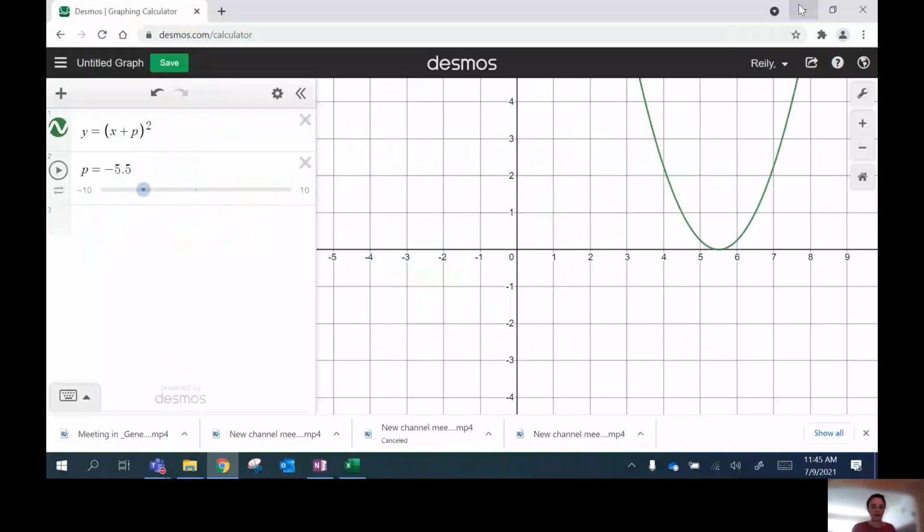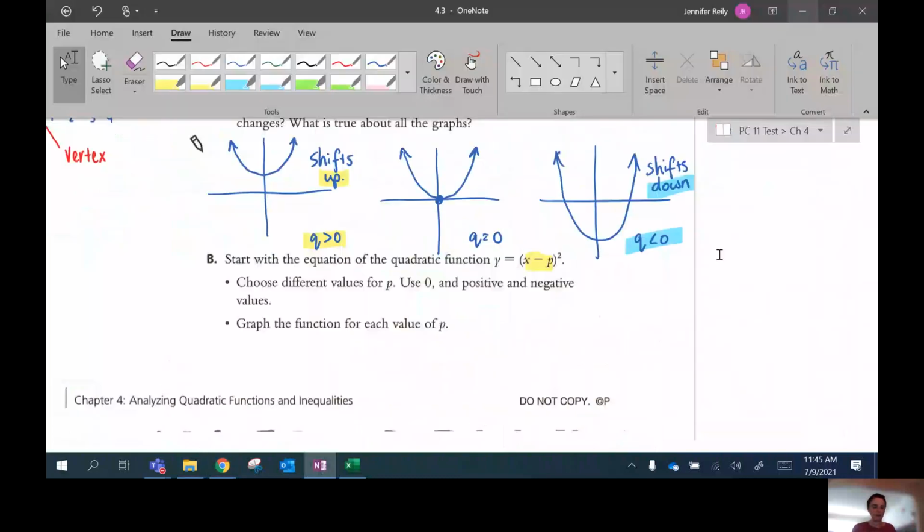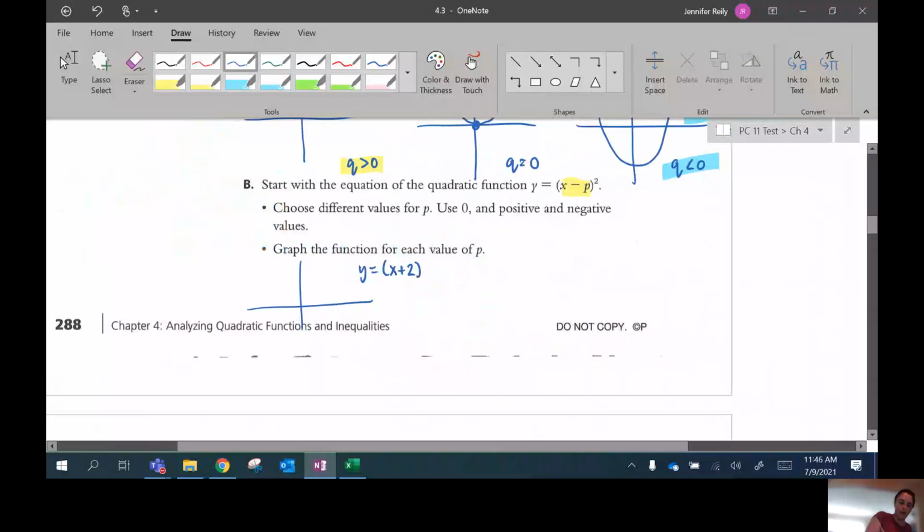Okay, so let's describe that here. Where are we going to put that? Maybe just underneath. So when we have y equals, let's say, (x + 2) squared, you're going to be over here, 2 to the left. And then when you have, let's say, (x - 3) squared, when you put a negative number in there, you're going to be shifting it to the right.